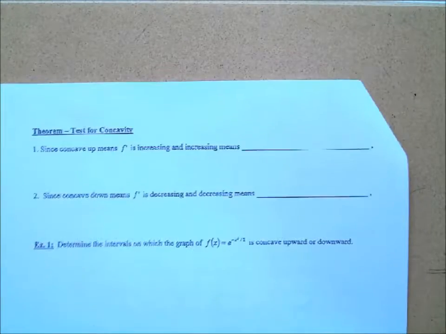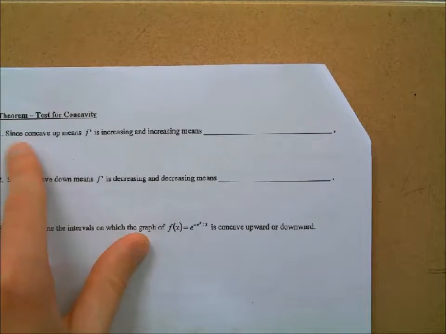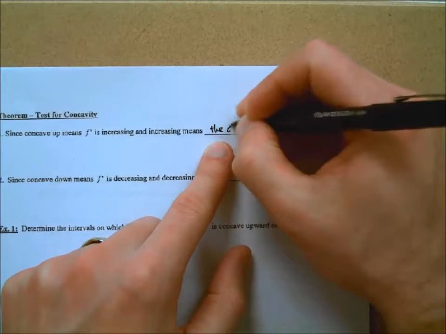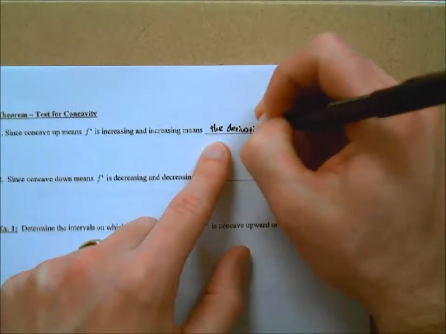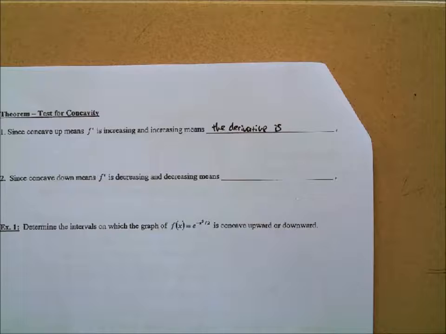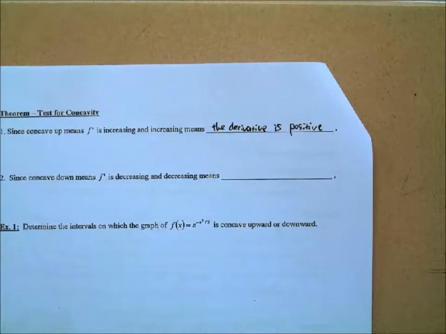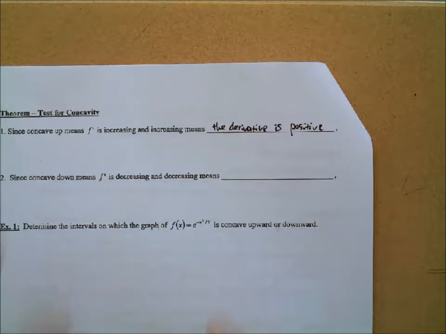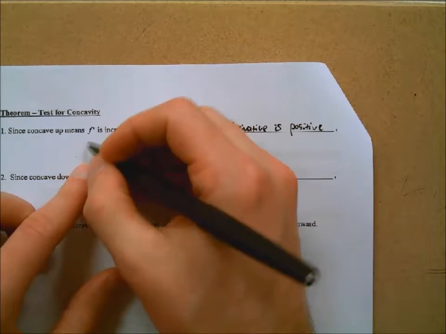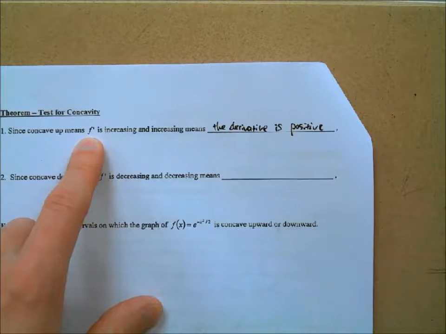All right, and so here is the actual test for concavity that we want to be able to do. Since concave up means f prime is increasing, and increasing means that the derivative is positive. If you're told something's increasing, then its derivative is positive. So what's the derivative of f prime? What do we call that? f prime prime.